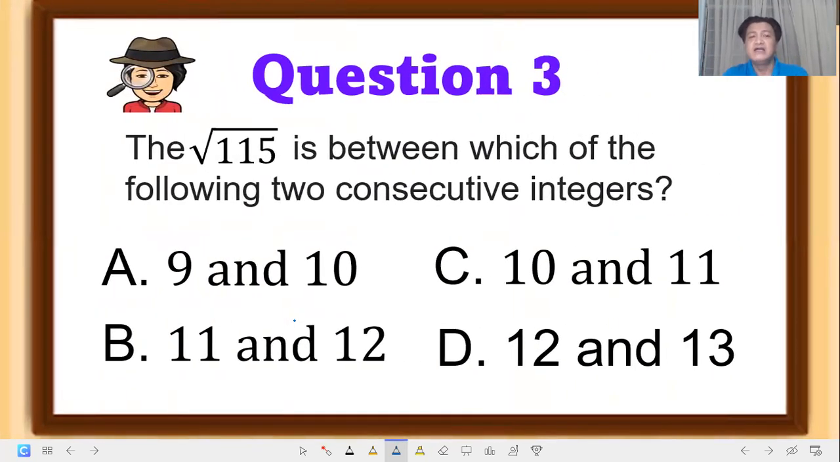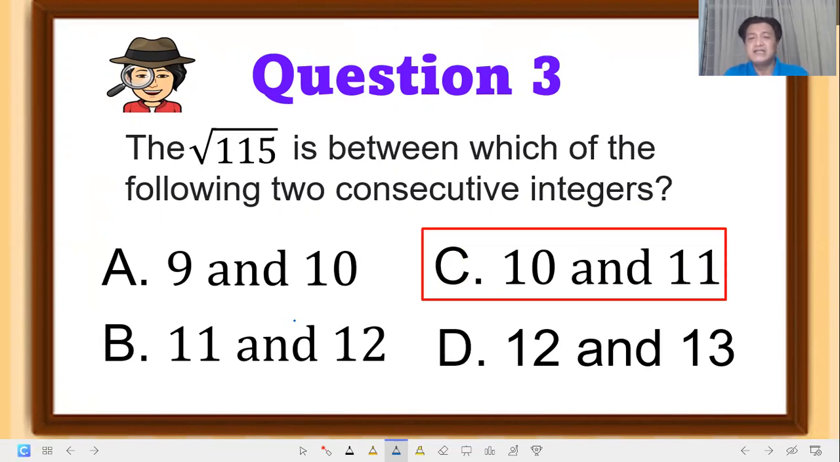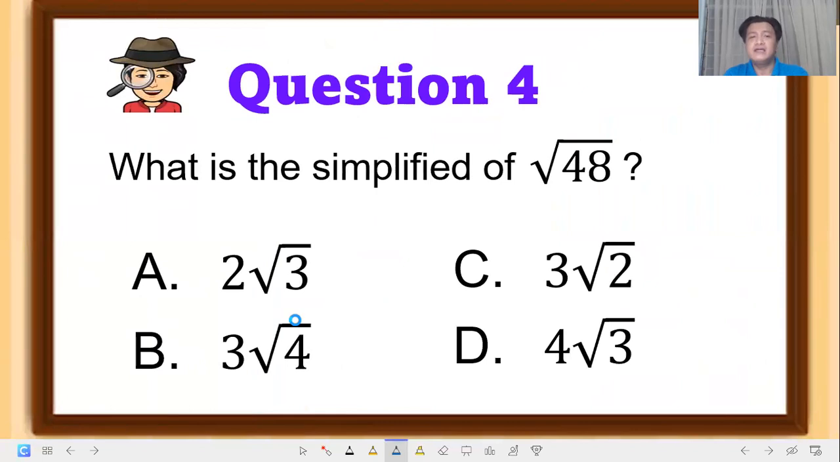Next, question 3. The square root of 115 is between which of the following two consecutive integers? Is it A, 9 and 10, B, 11 and 12, C, 10 and 11, or D, 12 and 13? The answer here is letter C, 10 and 11. Okay, next, question 4. What is the simplified of square root of 48? Is it A, 2 square root of 3, B, 3 square root of 4, C, 3 square root of 2, or D, 4 square root of 3? The answer here is letter D, sorry, 4 square root of 3.